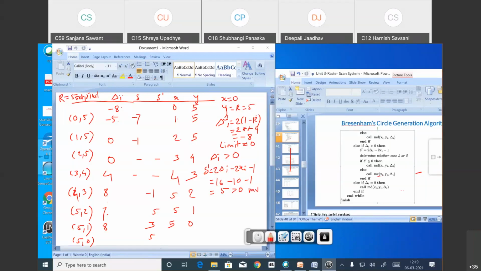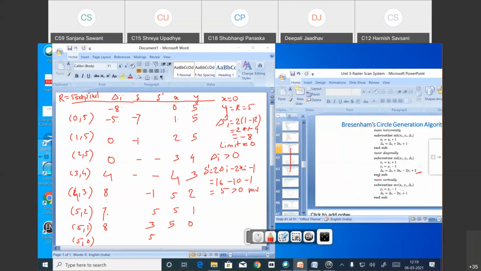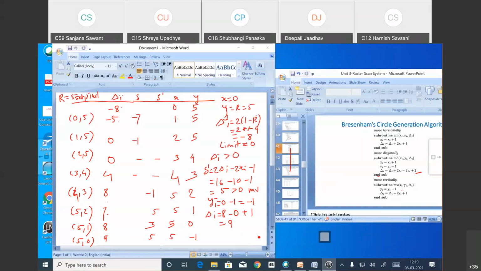Move vertically means decrease the value of y by 1. So yi is equal to 0 minus 1, it is minus 1. And then calculate delta I again. So delta I 8 minus 2yi, 0, plus 1, it is 9. And x remains as it is. After that again go to the first step.